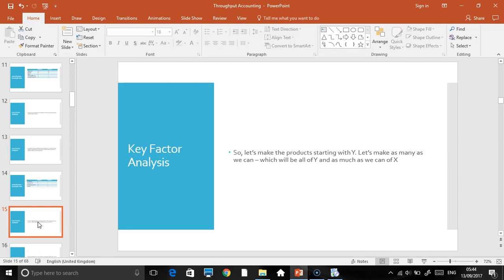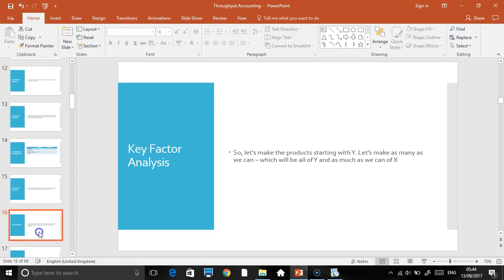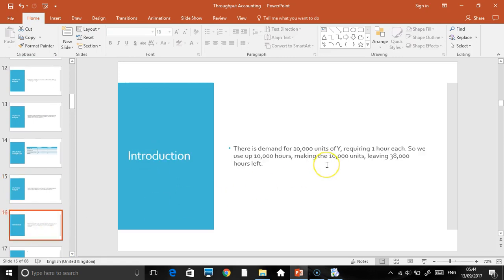Exactly. So the question here now is, let's make as many of y as we can, and then let's see. Let's do the math. Let's actually make the product and see what happens. Again, please refer to the PowerPoint so you can see what's going on. It says that there is demand for 10,000 units of y, and this requires 1 hour each. So that means you're going to use 10,000 hours. That means you have 38,000 hours left.